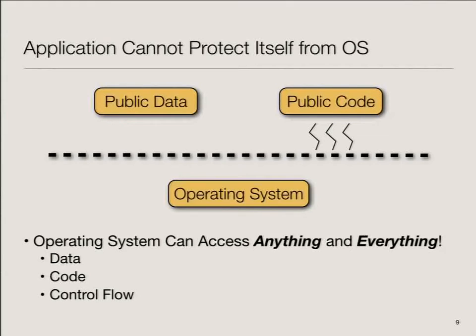So the operating system kernel can just reach in and read unencrypted data out of the application or modify the encryption keys to some value that the operating system likes. The operating system kernel can modify the application's code so that it just doesn't encrypt anything at all. It can even modify the application's control flow. It can stop the application, change its program counter, and then resume the application, causing it to skip over encryption and decryption operations. So no matter how hard an application tries on an existing operating system kernel, such as FreeBSD or Linux or Mac OS X, it just simply cannot protect itself.